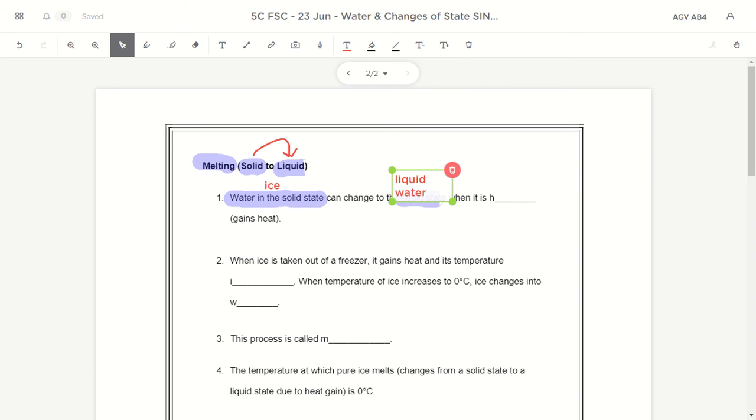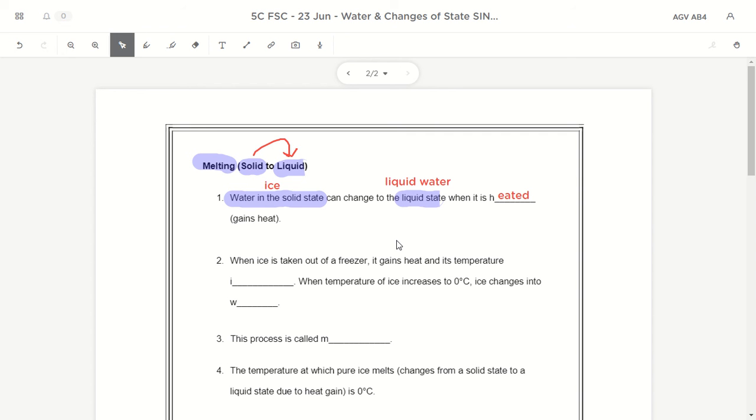Okay, it can change into liquid water when it is heated. Okay, so the other day we didn't put a fire under our ice, but what happens is that the heat from the surrounding air actually melts the ice cube. The heat from our hands actually melts the ice cube.